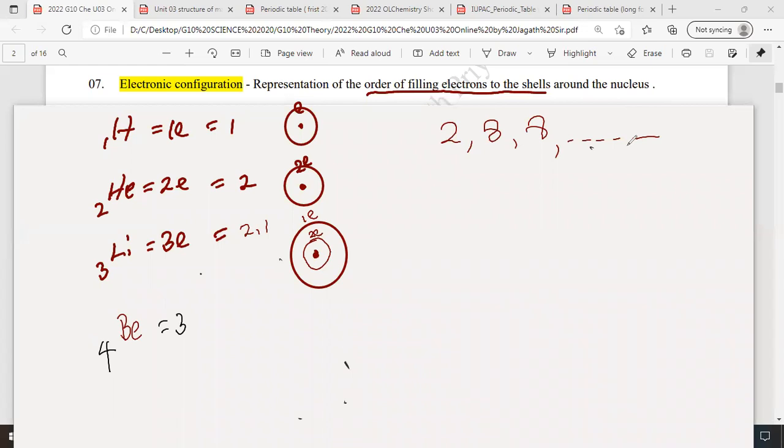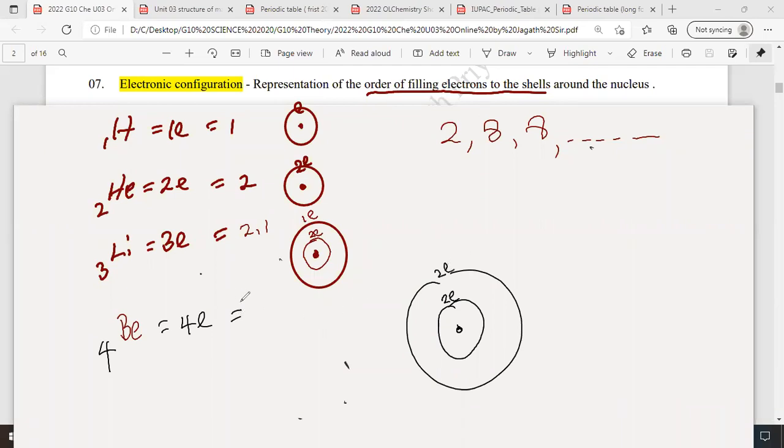There are 4 electrons. Then how do electrons get filled into this beryllium atom? In the beryllium atom, the first level can accommodate a maximum of 2 electrons. In any atom, the first level takes 2 electrons, the rest goes to the next one. How many are remaining? 2 electrons. Then we call it 2 comma 2, like that. The second level can go up to 8.